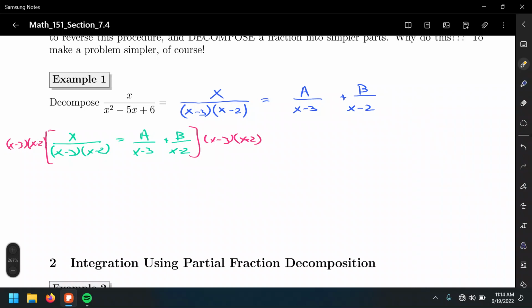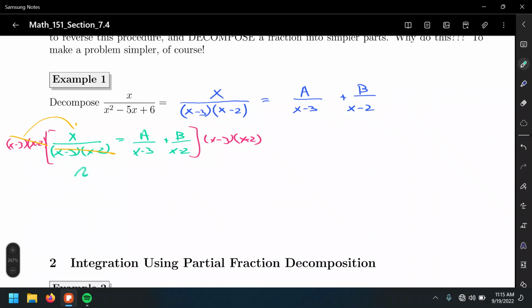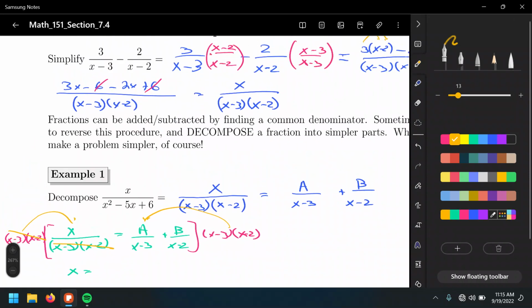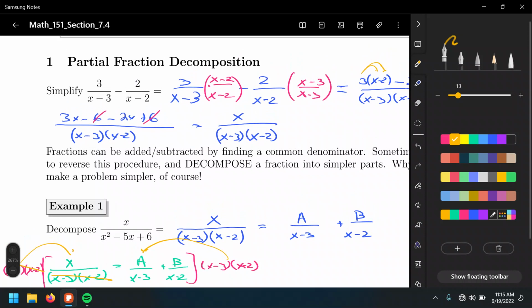So let's see. Distribute and check what's going to happen here. Both factors are going to get canceled out, and that's going to leave us with x equals. Let's do the distribution over here and check this out. When we distribute this x minus 3 times x minus 2, wait a little bit. See how the x minus 3's get cancelled, leaving us with the product between a and x minus 2.